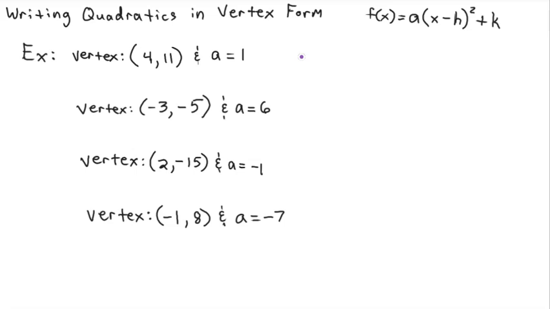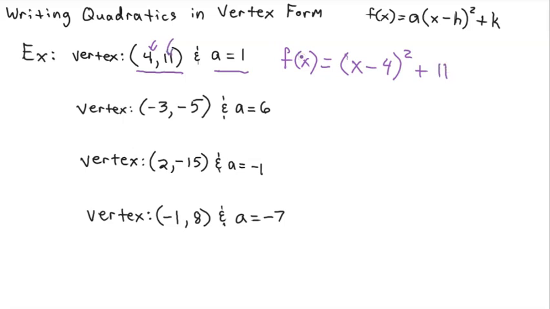So if I know that the vertex is at (4, 11), and that a is equal to 1, I know that my vertex form of my quadratic is going to be f of x is equal to, okay, a comes first, which is 1, but I'm not going to write the 1 because anything times 1 is itself. So it's going to be f of x is equal to parenthesis x minus, well, the h is 4, so x minus 4, and then squared, and then plus whatever k is, and k in this case is 11.